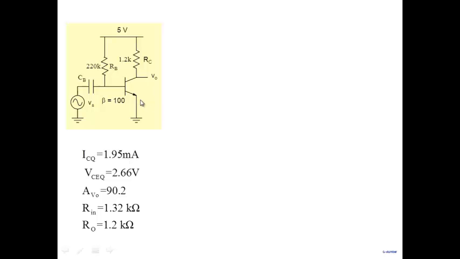Suppose I give you an amplifier without putting an emitter resistance. Can you decrease the gain by a factor of 2? How would you do that? Decrease gain by a factor of 2 and increase input resistance by a factor of 2, leaving R0 unchanged. Which means if I leave R0 unchanged, I have to leave RC as it is. Now, how do I decrease the gain by a factor of 2? What do I do?